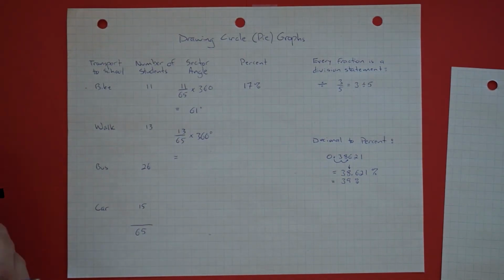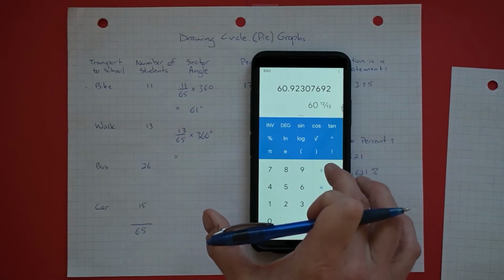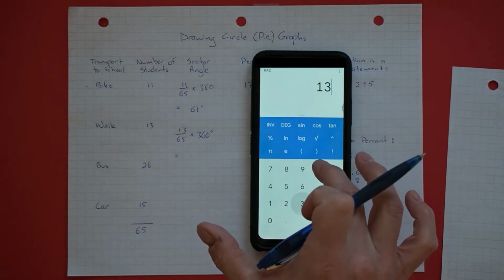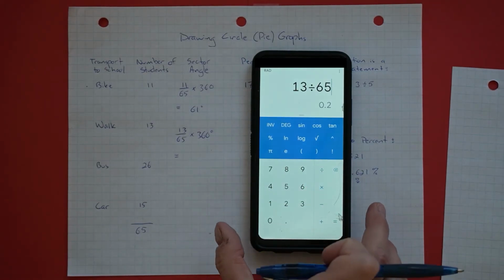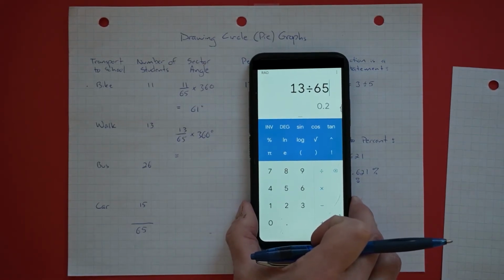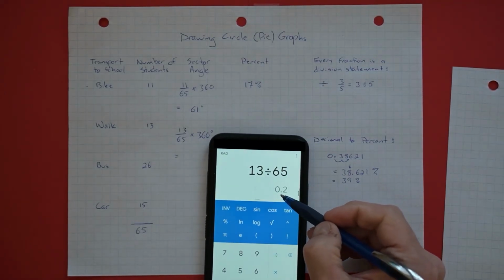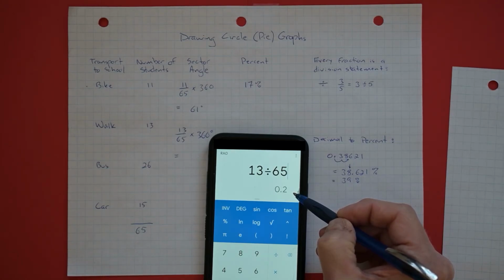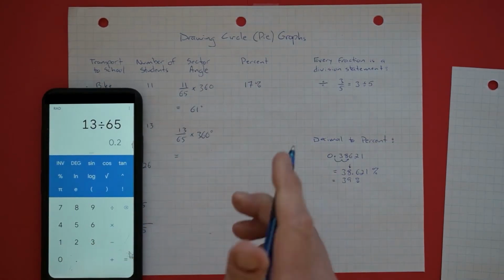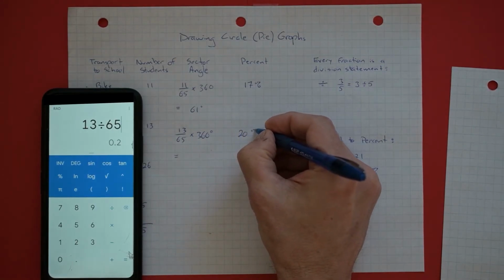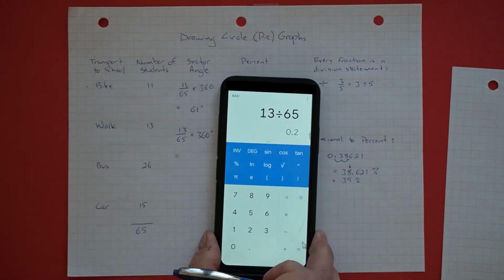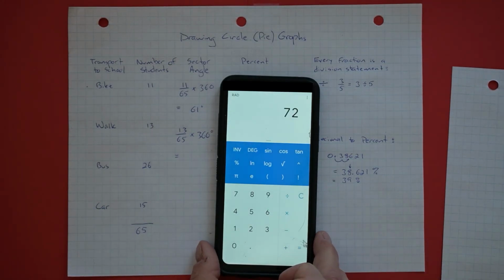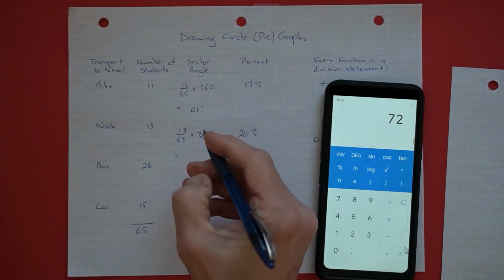So let's get the calculator out again. We will clear all of this, and let's do 13 divided by 65. Well, that's a nice even number, 0.2. Now, we need to move this over 2 places to get that into a percent. So that will be 20%, which I'm going to record here. So we have that to label later. And then I'm going to finish my calculation, which is the times 360. And that is 72 degrees for this sector.